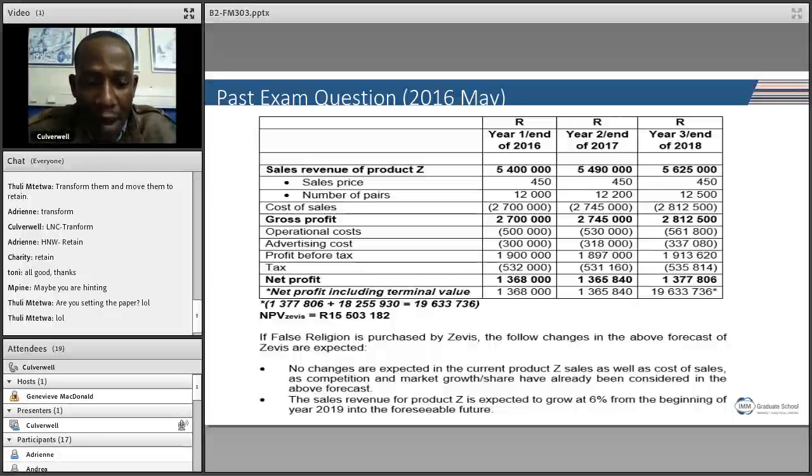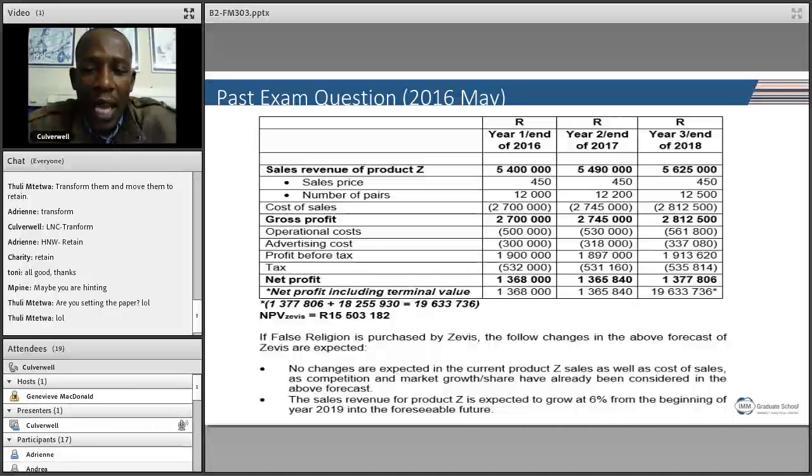I'll read the statement one more time. The following table represents the current forecasted value of Zevis as of January 2016. That is before the possible acquisition of False Religion. So I'll then look at the information on the table. They gave us year 2016, year 2017, and year 2018. I'm going to pick year 2016 just to talk around what they gave us, because we're going to use the very format to do our preparation of our response on it.